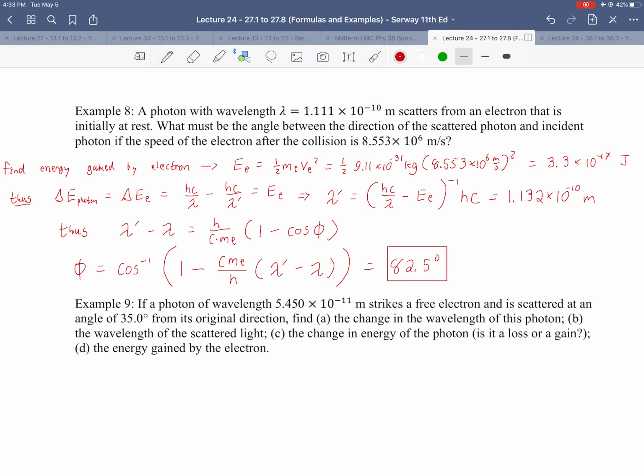So we had to find the energies, relate the energy to a change in wavelength, and then finally use the Compton scattering formula to find the angle that led to that new wavelength.